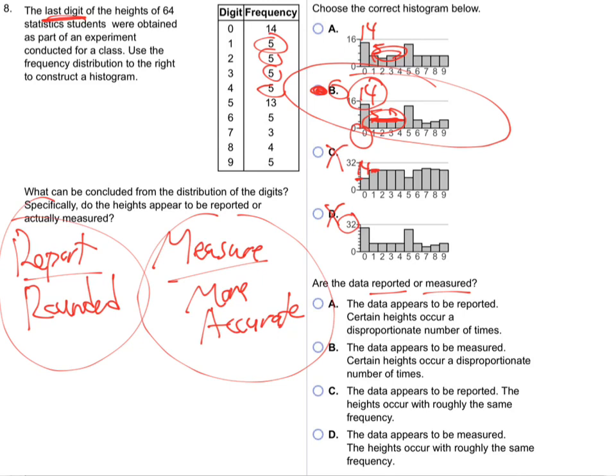Is this making sense? So let's read the different words. The data appear to be reported. Certain heights occur a disproportionate number of times. Yeah, like more than they should. We got more zeros than we should. Let's read the other ones, though. It always makes me nervous when I like A right away. The data appears to be measured. No, I don't think so. The data appears to be reported. The heights occur with roughly the same frequency. No, they're not occurring with the same frequency. So we got it. It is A.